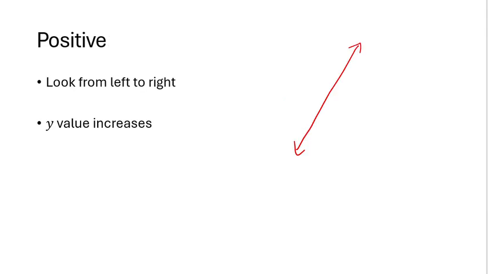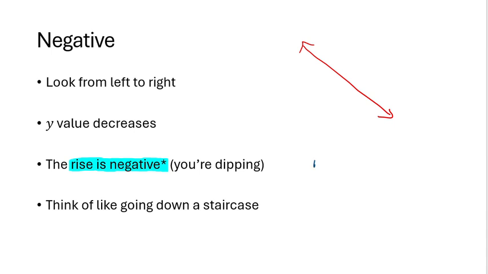I should probably just write that down somewhere: rise is positive, your run is also positive. I'll just say here your rise is negative, and then your run is just positive. Your run is always positive, regardless, okay? Doesn't matter.